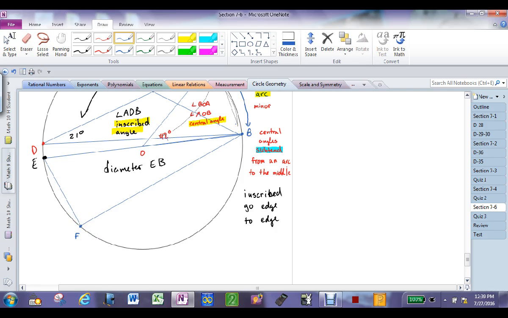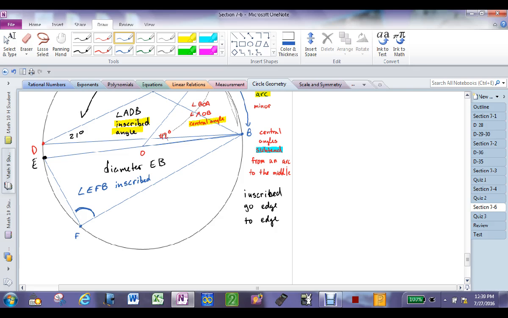What angle did I make? An inscribed angle, that is angle EFB, yes? It's inscribed because it goes edge to edge. What's its measurement? You have to actually measure it.